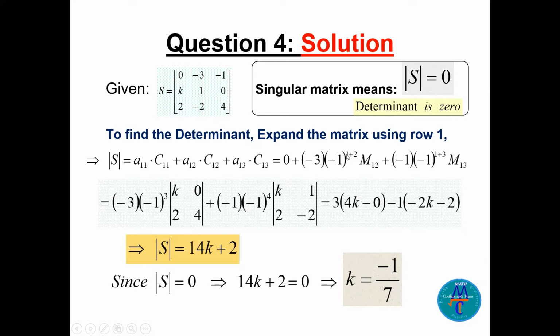So minus 1 to the power I plus J times the minor, capital M12. This minus 1 is the entry there, and this minus 3 is the entry in the first row, second column. Now to find the minor, you have to delete rows and columns until you get K, 0, 2, 4 and then K, 12, minus 2. Simplify everything, you get the determinant of S is equal to 14K plus 2 when you multiply all these numbers. Since the determinant is equal to 0, I can put 14K plus 2 is equal to 0, so K will be minus 1/7.